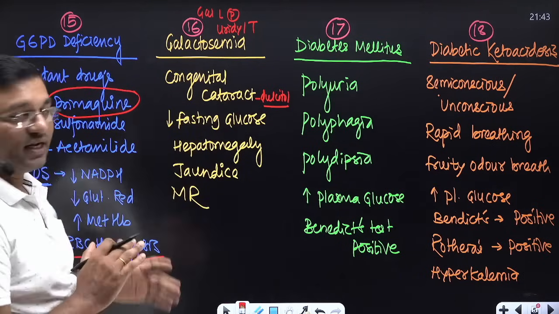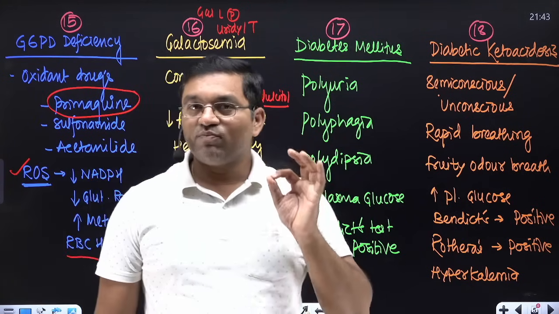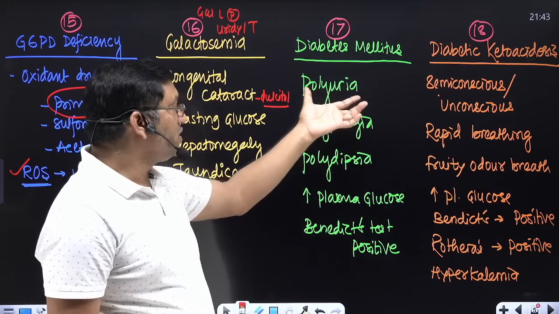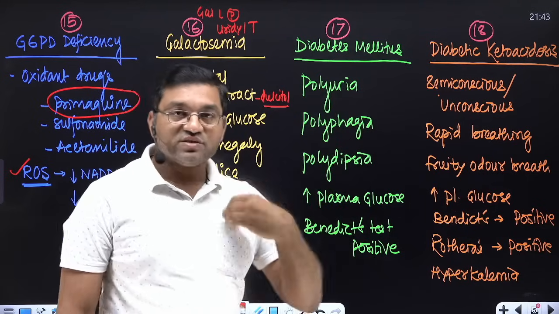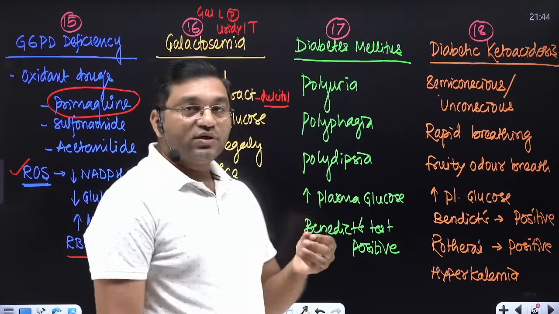So this is galactosemia. Now what is diabetes mellitus? It is very easy: polyuria, polyphagia and polydipsia. Increased frequency of urination is known as polyuria. Polyphagia means more eating, and polydipsia means more drinking of water.